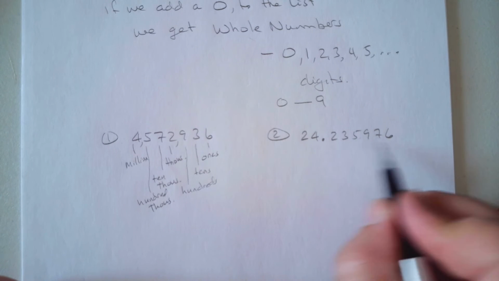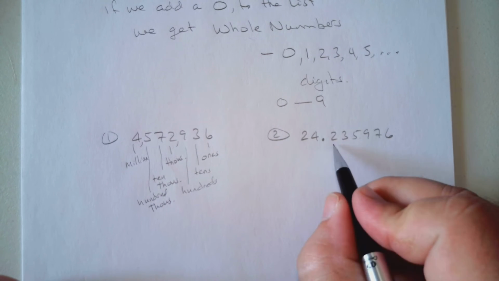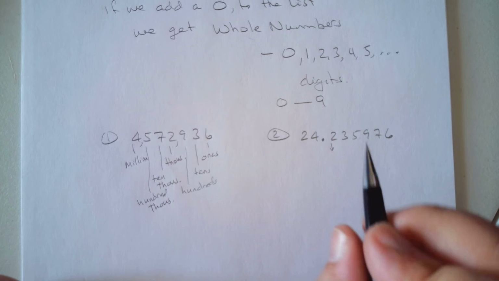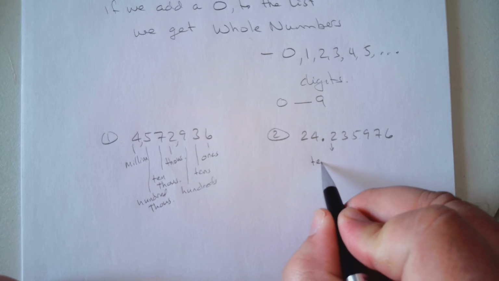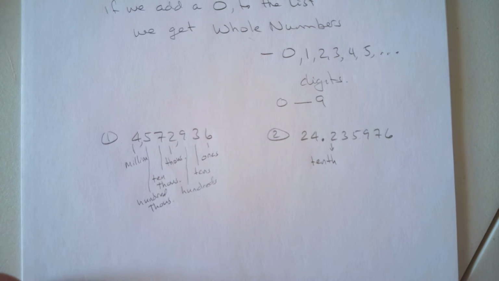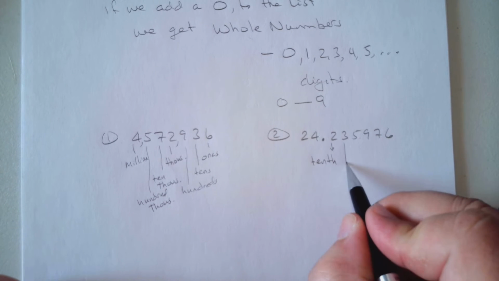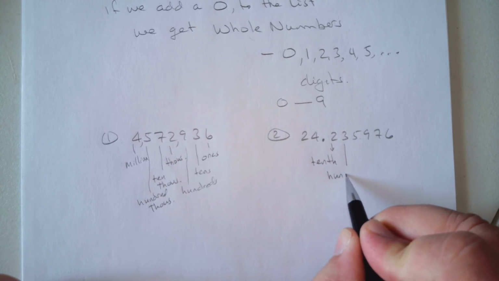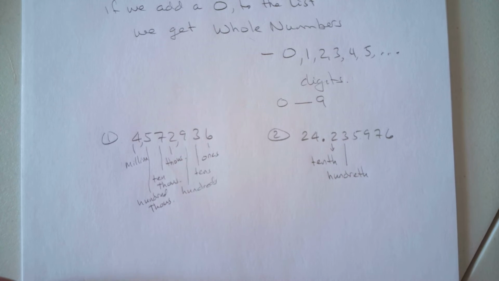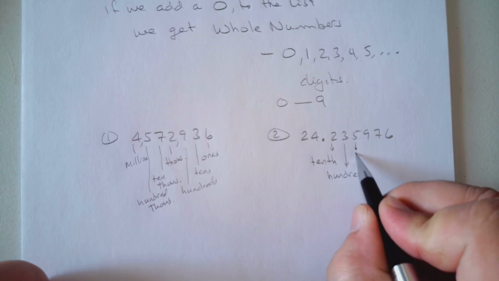But when we have decimals, it goes backwards. The first number behind the decimal is the tenths location. Then it's the hundredths location. Then the thousandths.